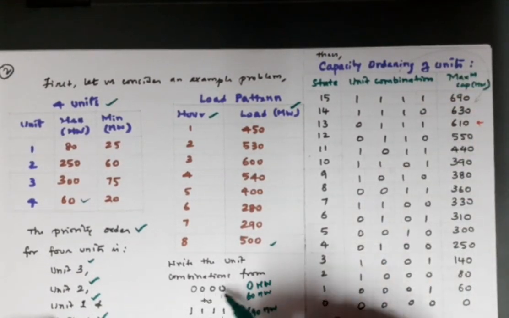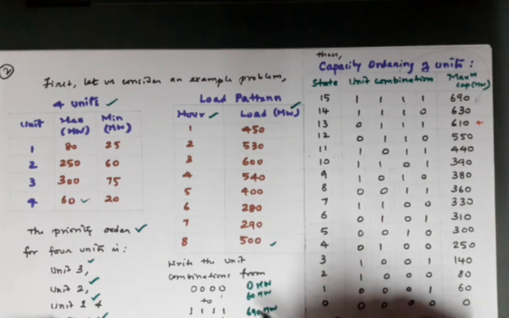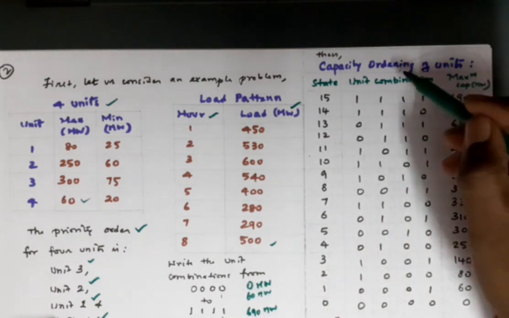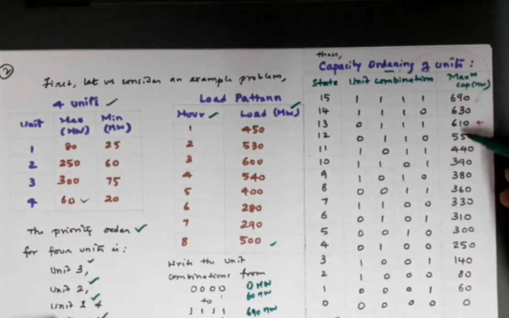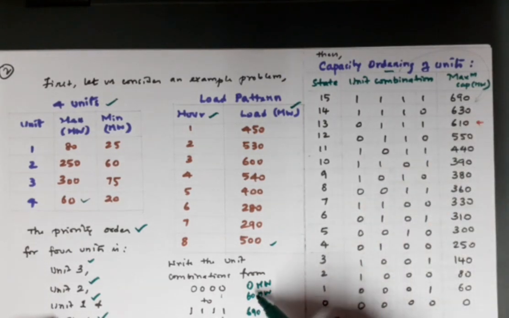After writing this, you should go for what is called the capacity ordering of the units. So after writing the 0000 to 1111 and then from 0 to 690 megawatts, you go with the capacity ordering of the units. What is this capacity ordering of the units? You should arrange it in descending order like this: 690, 630, 610, 550 like that. So you have arrived at 0, 60, like that up to 690, but this will not be in ascending order. That you should understand. So it will be jumbled numbers.